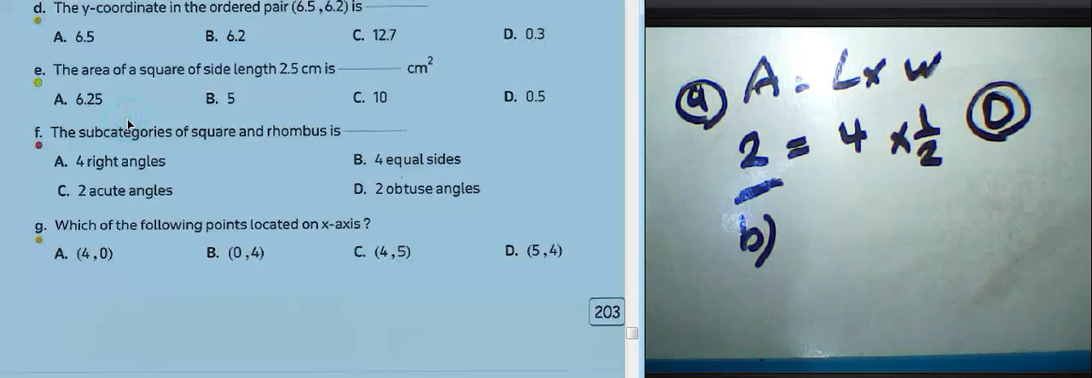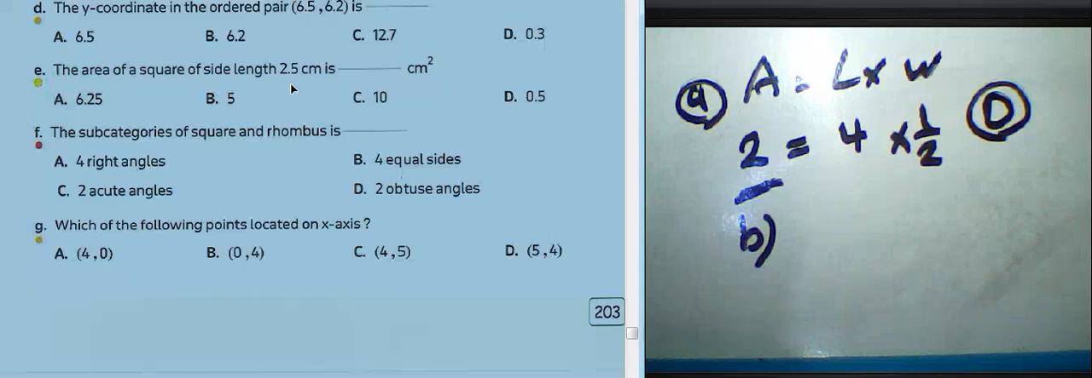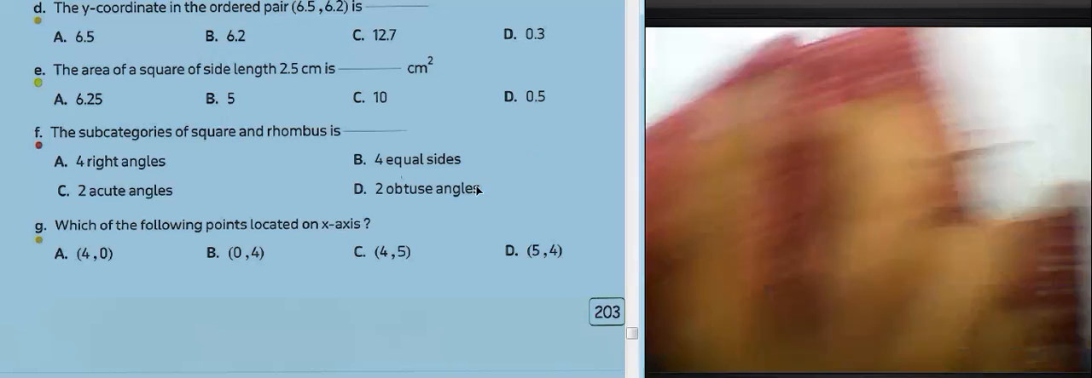Question E. Letter E. The area of a square with side 2.5 centimeters is how many square centimeters? He asked about the area. Area is length times length, or side times height.